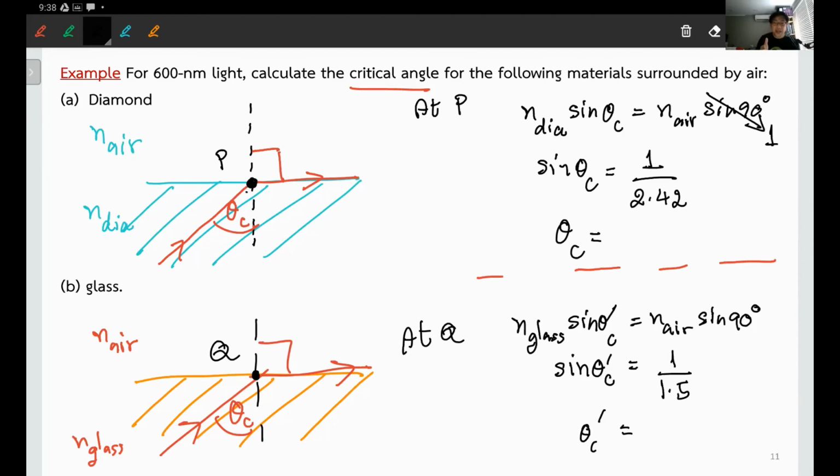What should be the theta C or theta C prime? Can you punch the calculator and make sure that you know how to do the inverse sine? I think maybe that's the critical part, because in the exam, I have seen many of you just give the wrong answer.